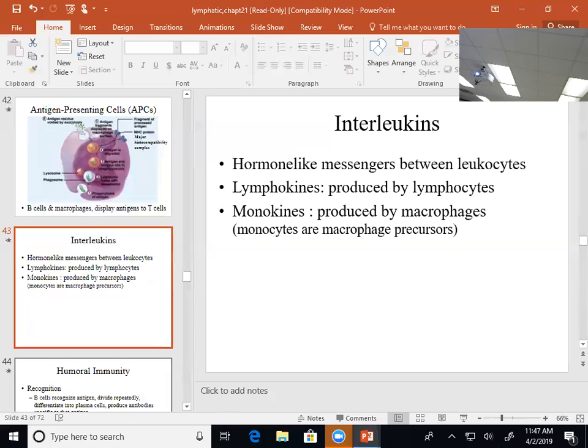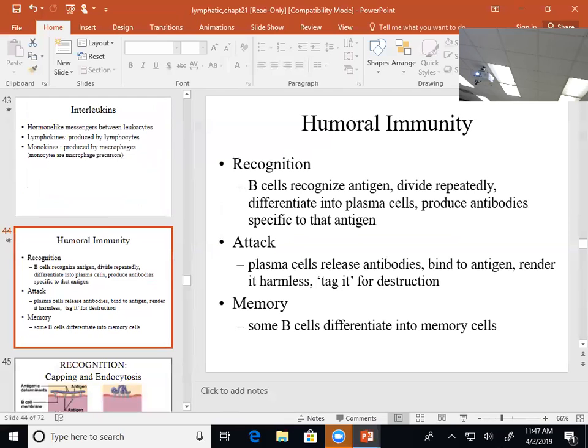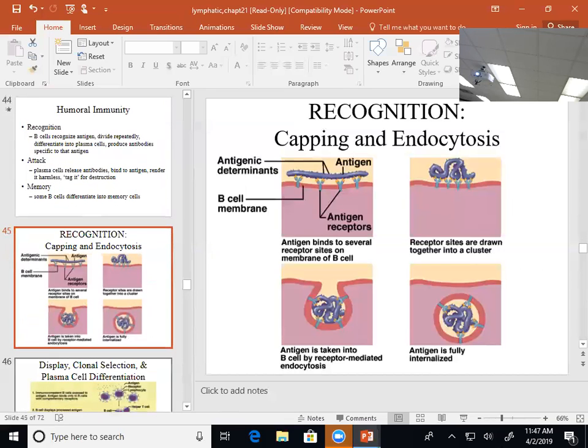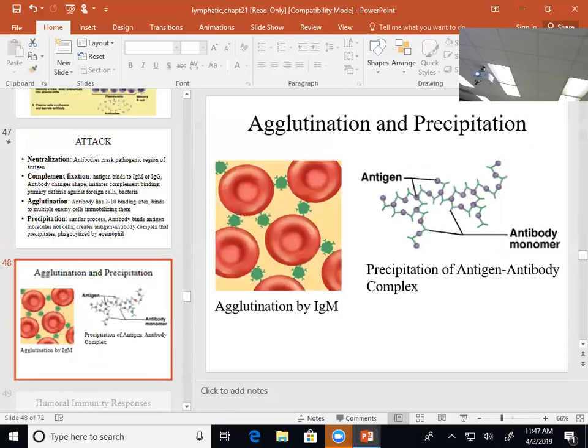So lymphokines, obviously produced by lymphocytes, and monokines by monocytes that become macrophages. I'm not going to ask you about them. I just want you to know there's this whole group of them. And then you can see pictures of how they end up bringing things into the cell, whatever. I don't ask about that either.